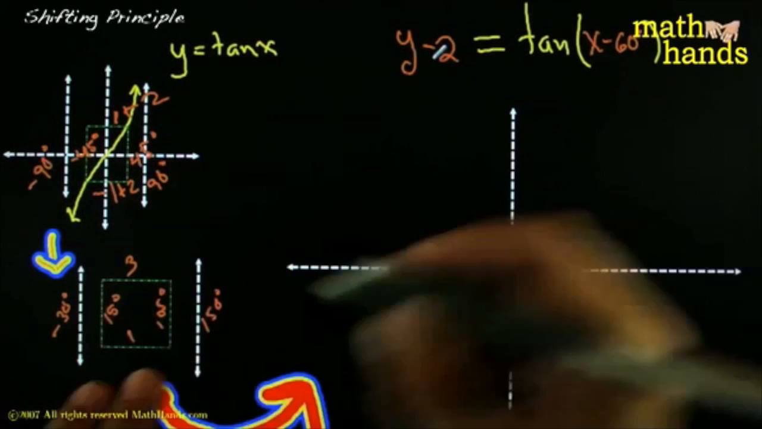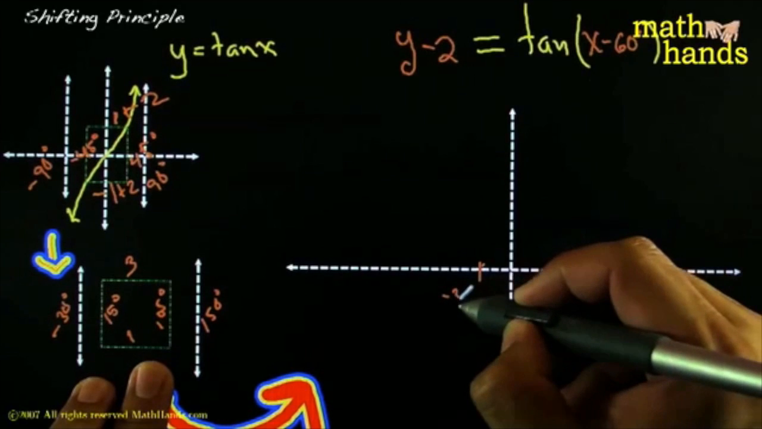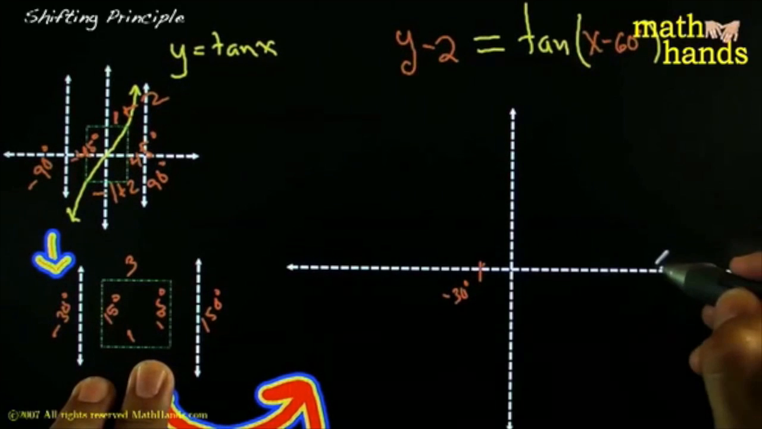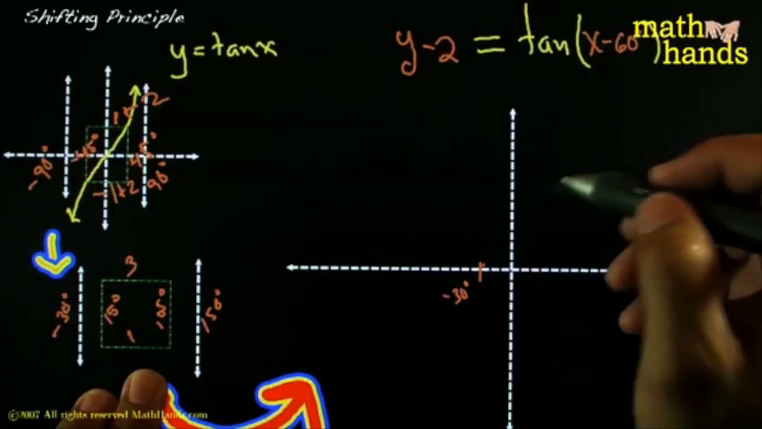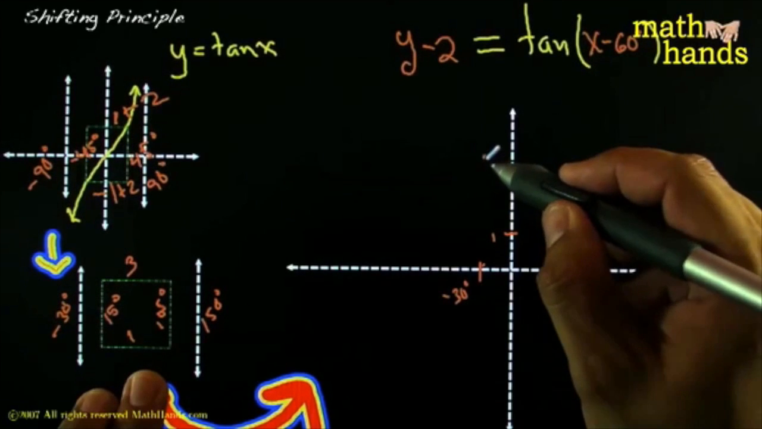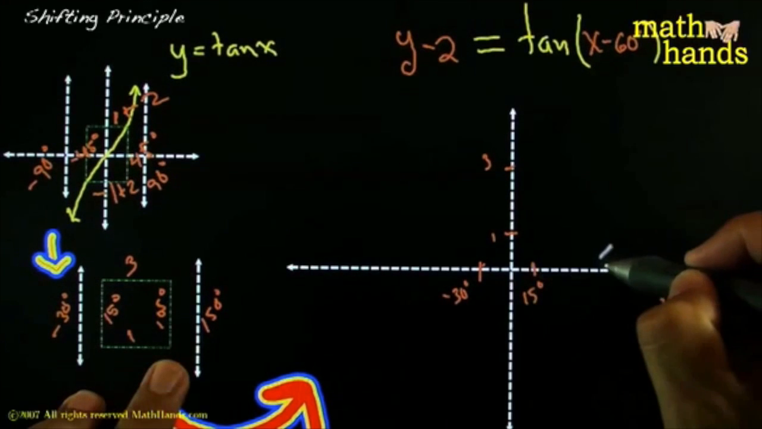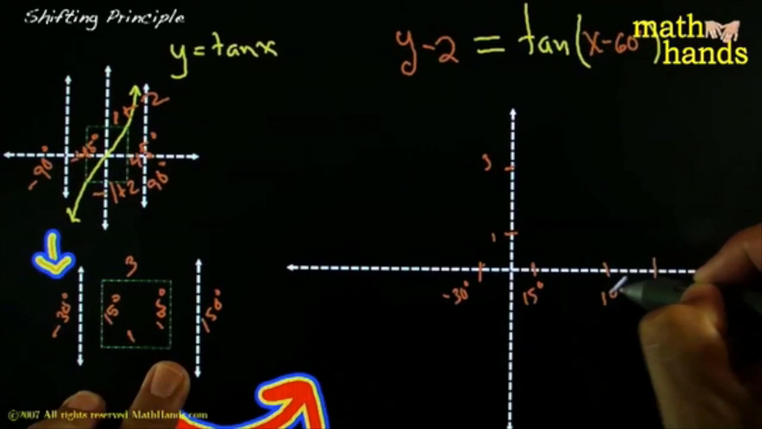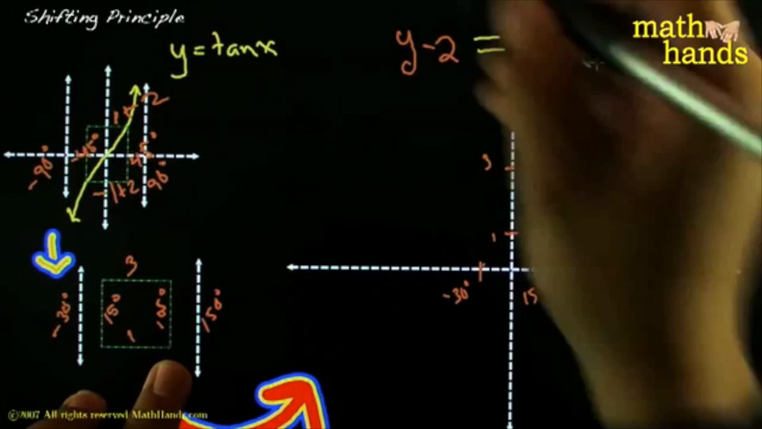So where would I find my new box? I've got all my values here. My asymptote is going to be at negative 30. My other asymptote is going to be at 150. My y values are going to be at 1 and at 3. And on my box, my left value is going to be 15 degrees, and my right value is going to be 105 degrees. So first, I'll draw my box.